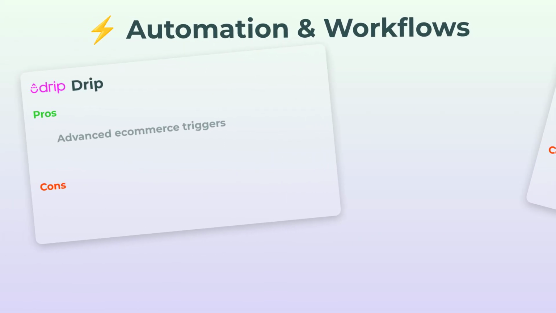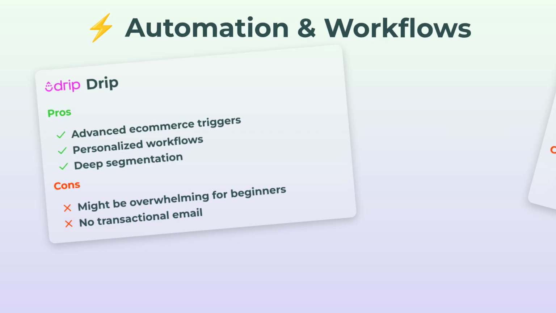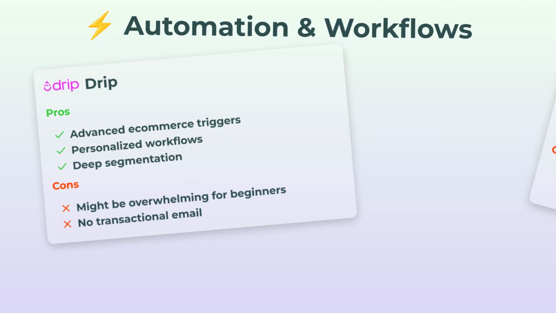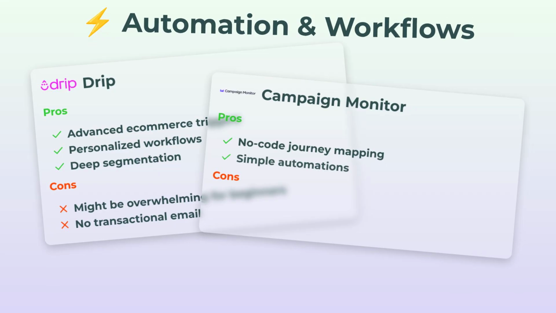Next, automation and workflows. Oh, and here's something cool. Drip packs some seriously advanced e-commerce triggers and lets you go wild with personalized stuff. Deep segmentation. You can really nerd out. Downside, if you're a newbie, it could get a bit overwhelming. And nope, no transactional emails.